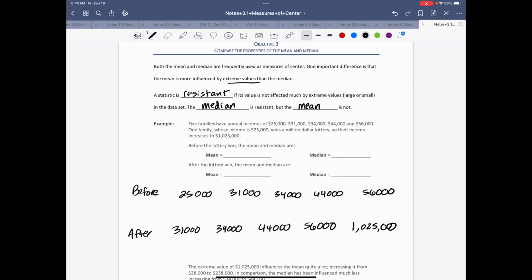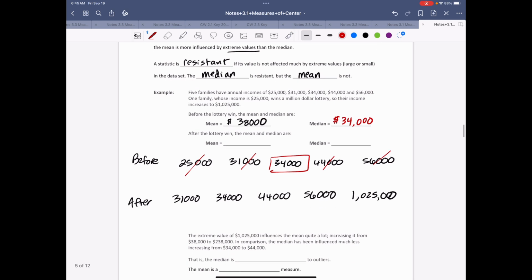All right. So what I want you to do is pause the video and find the mean of the first, the before. Add them all up and divide by 5. And what you should get for your mean is 38,000. And the median is 34,000. And if you see, they're not really that different.